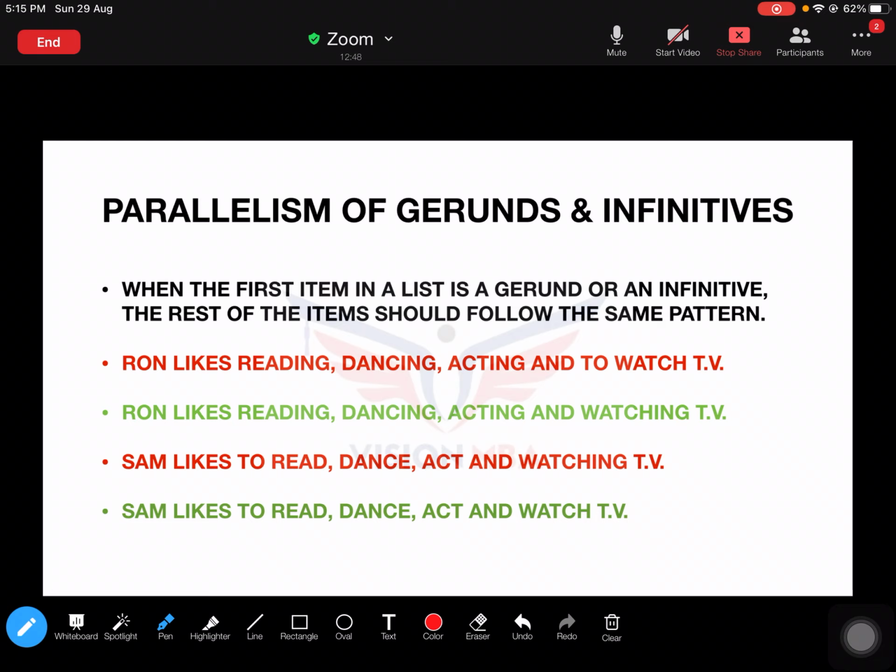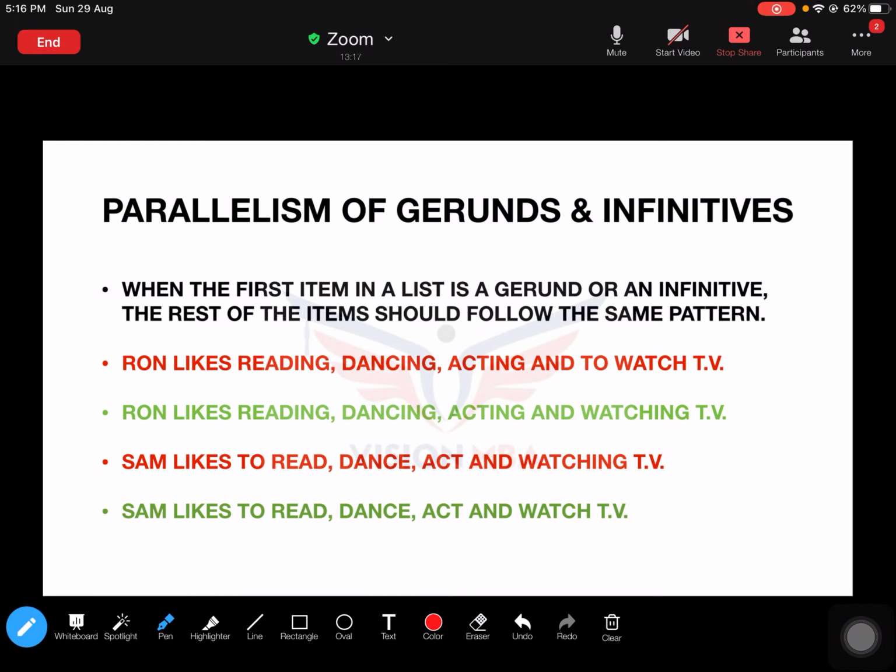Now, either I'll convert everything into gerund or infinitive. So here, I'm making it into infinitive: to read, dance, act, and watch TV. Now, this "to" is behaving as the infinitive for to read, to dance, to act, and to watch TV. Means this "to" is basically becoming an infinitive form for all these things. Now, here watching was there, that was wrong.